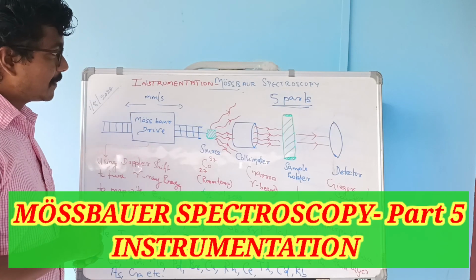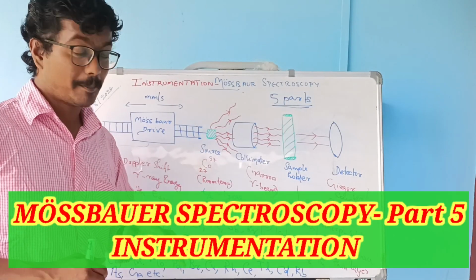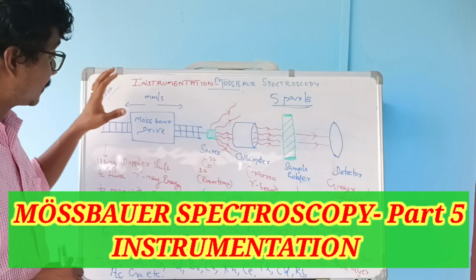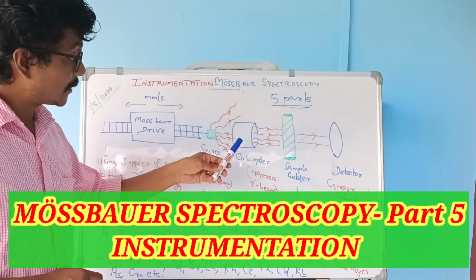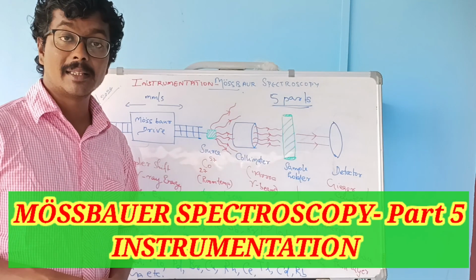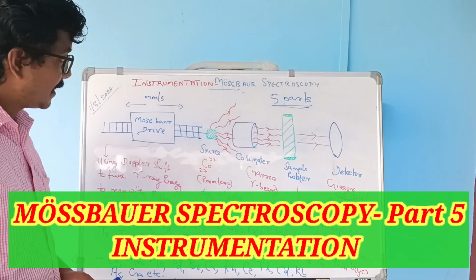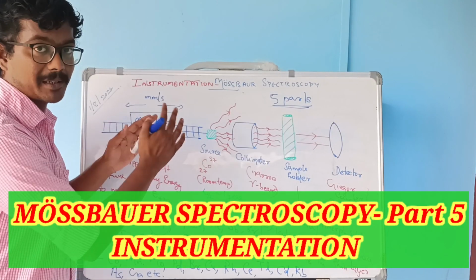The instrumentation part of a MOSFET spectrometer consists of 5 parts. Mainly, the first part is the MOSFET drive. Second is the source. Third is the collimator. Fourth, the sample holder, and finally, the fifth one is the detector. So we will study one by one. What's the function of each part?